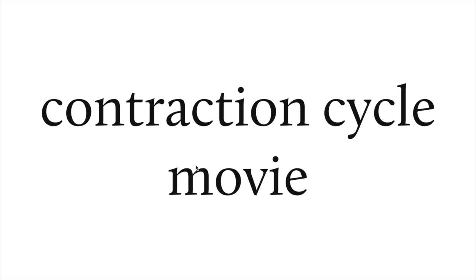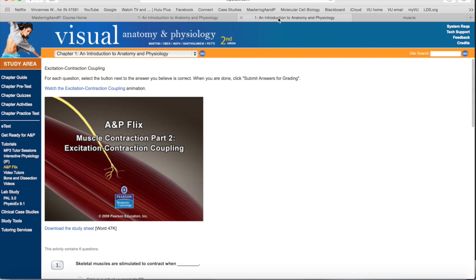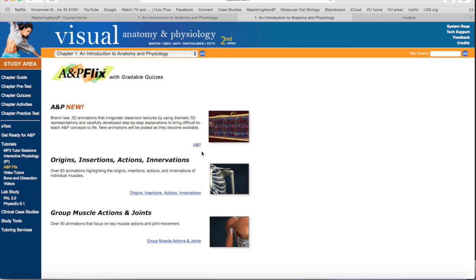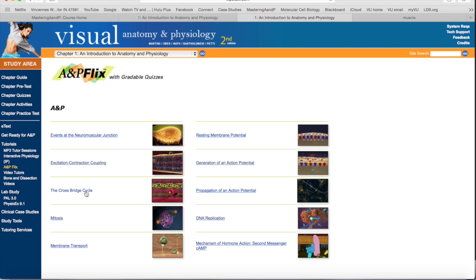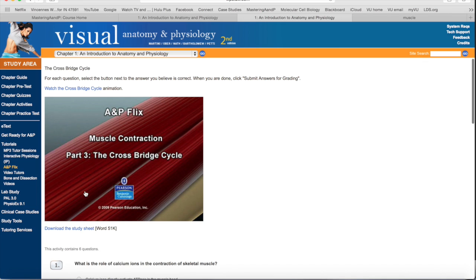So now we're going to look at what happens after calcium is released, and that's the contraction cycle. So we're going back to AMP Flicks, and here it's called the cross-bridge cycle, contraction cycle, same thing.